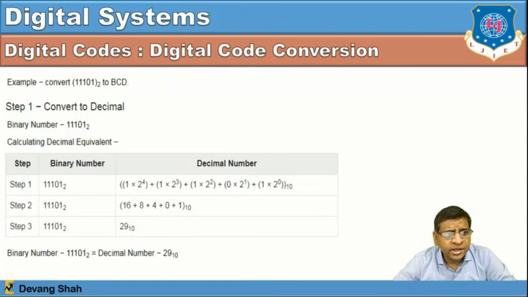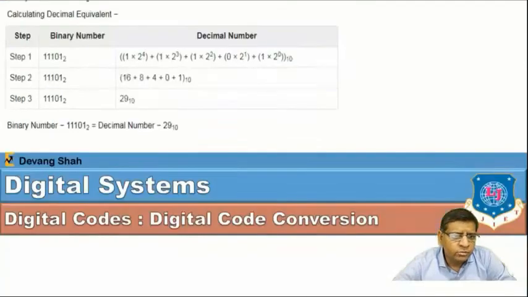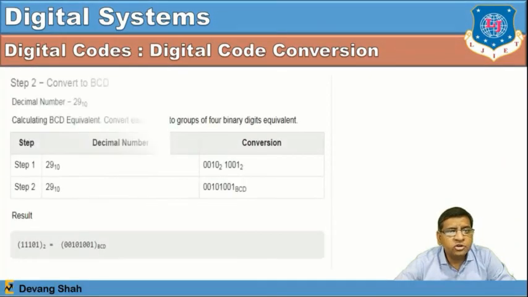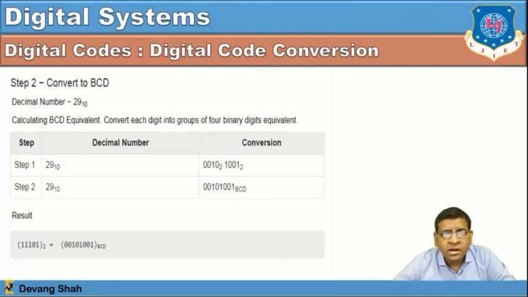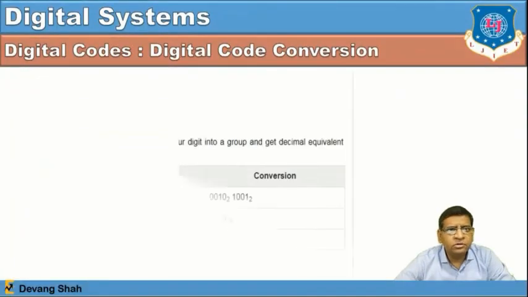Some important examples we can see here: convert this particular binary number into BCD. We already know this binary number can be converted into BCD form. How? This binary number you convert into a decimal, and each decimal digit you have to convert into BCD form. So this is stage 1. Again, stage 2: how can you convert this number 29 into BCD? Individual digits you have to represent in the form of 4 bits of binary. So 2 is 0010 and 9 is 1001, that you can convert into BCD. So there are some examples.